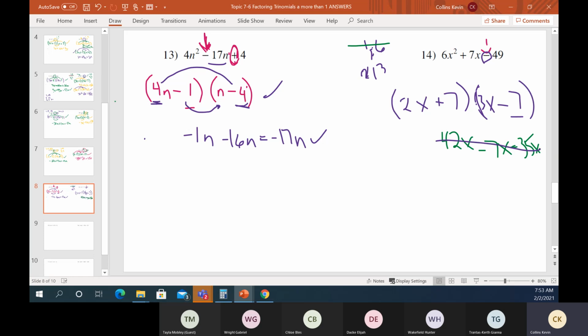So let's go ahead and do our thing here. So I've got 7 times 3, that's going to be 21, positive, right? And then I've got 2 times negative 7, that's going to be minus 14x. 21 minus 14 is 7x. There's our guy. So that's our answer.